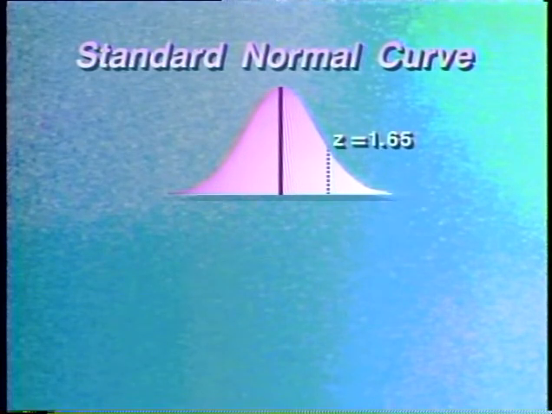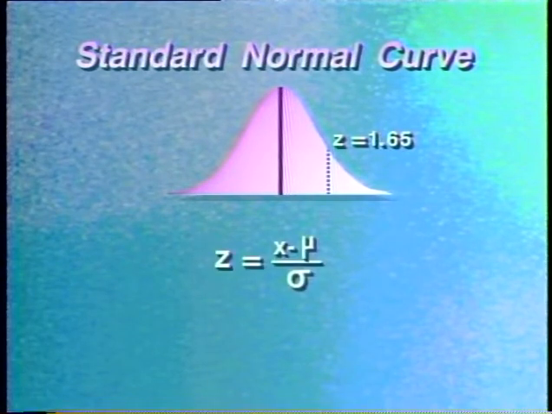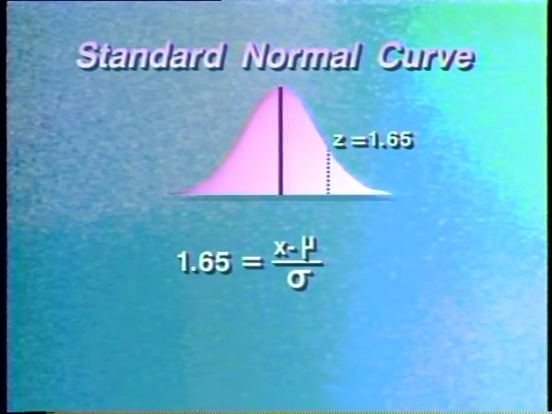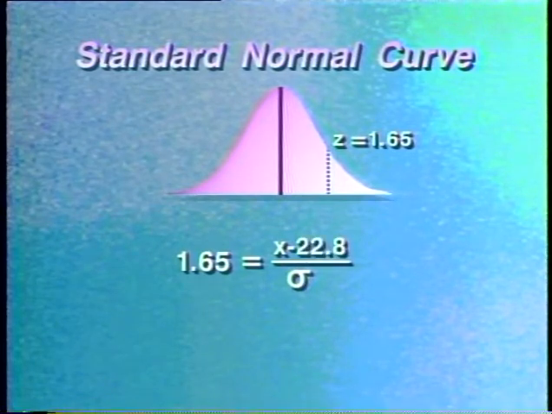But now we need to unstandardize to get back to the units of the original measurements, in this case, head sizes in inches. So we continue to work in the opposite way. We'll use our z formula again. We just found z, and that's 1.65. The mean of the head sizes measured by the Army was 22.8 inches, so mu is 22.8. And the standard deviation is 1.1, so sigma is 1.1.